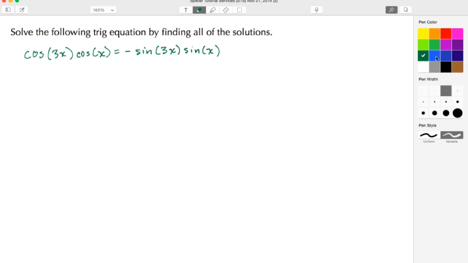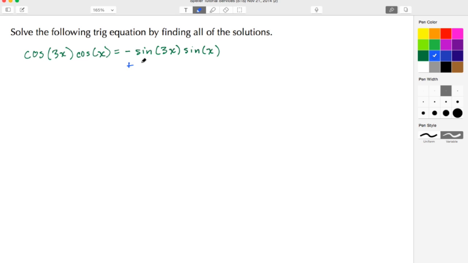Welcome back to STS. In today's video, we're going to solve the following trig equation by finding all of the solutions. Here we have cosine of 3x times cosine x, and that's set equal to negative sine 3x times cosine x. First thing I want to do is move everything to one side.